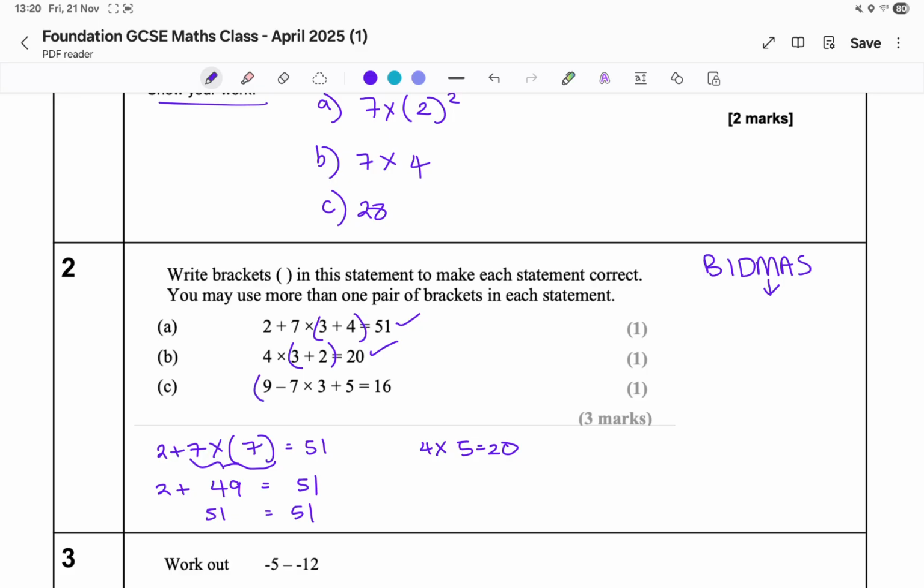Right, the last one, I need to make 16. So I know 9 minus 7 is going to be 2. And I know 3 plus 5 is going to be 8. So 9 minus 7 is 2. And then I'm going to times that by 3 plus 5, which is 8, which is 16 indeed. So that's right. So as long as you can see where the brackets go, you can do a bit of trial and error.